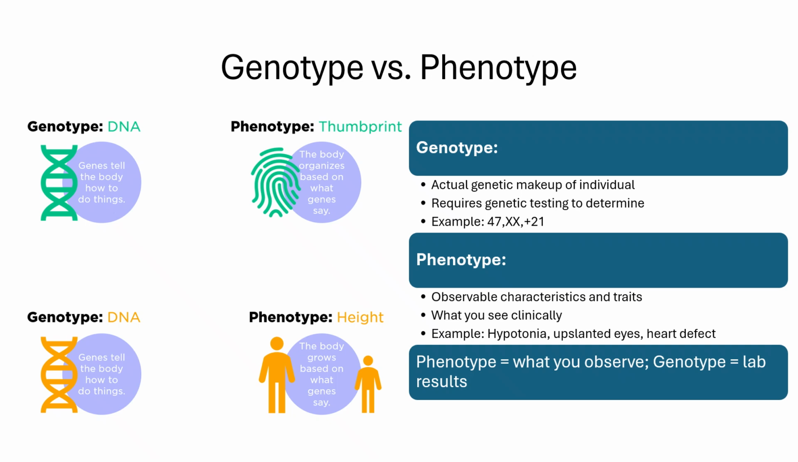Take the notation 47XX plus 21. This genotype tells us the infant has 47 chromosomes total, with 2 X chromosomes indicating female sex and an extra chromosome 21 causing Down syndrome.